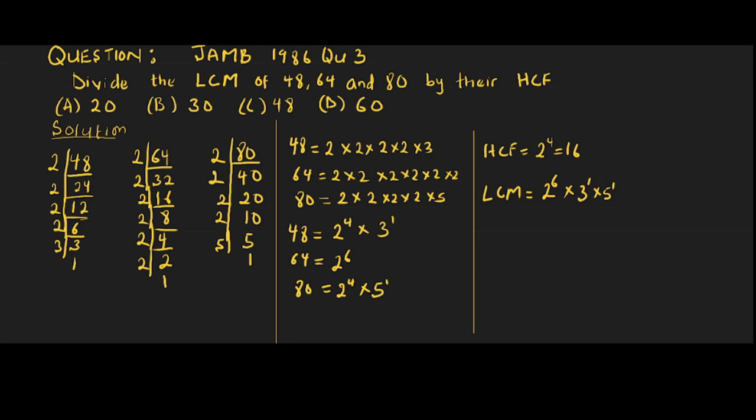Here it is going to be the highest power of all the factors present. The factors present here are 2, 3, and 5. That's why we have this. So this is 2 raised to power 6, which is 32, times 15. That will give us 960.